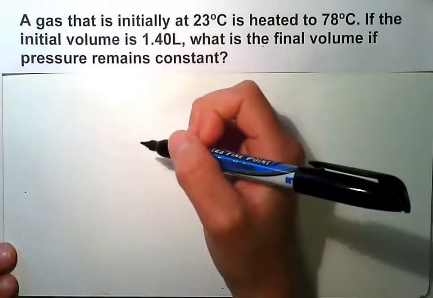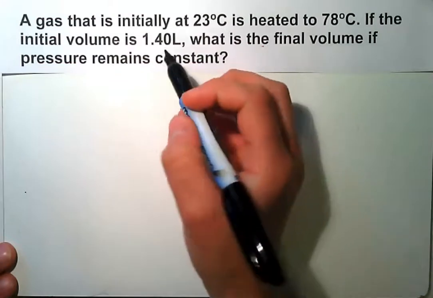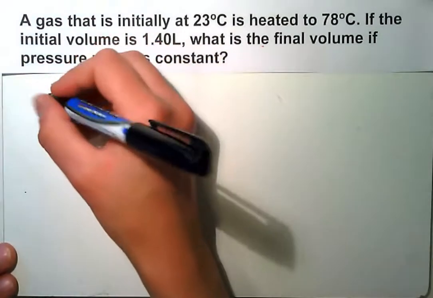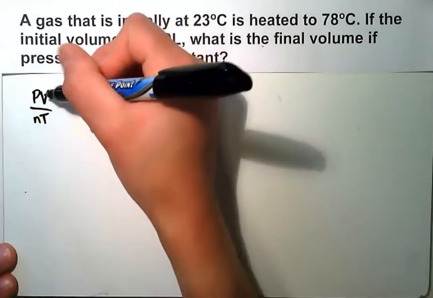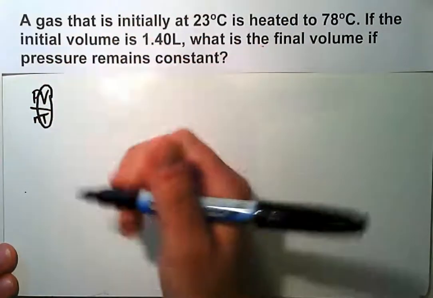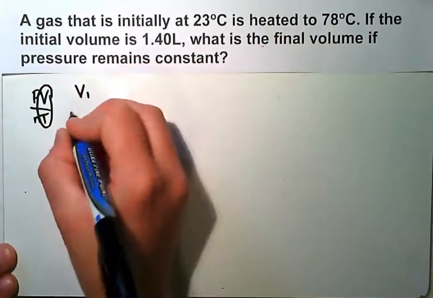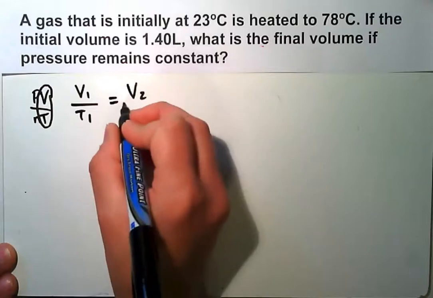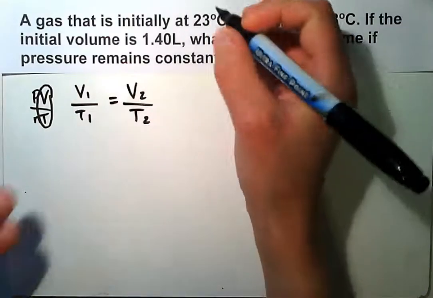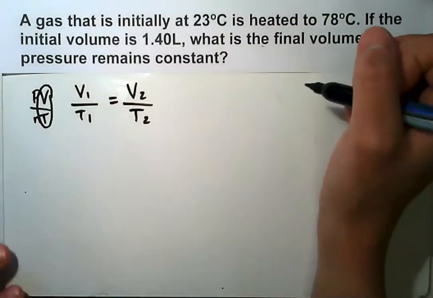Okay. So Charles's law relates volume and temperature. So if we write PV over NT, Charles's law relates volume and temperature. So we're doing V1 over T1 equals V2 over T2. And we have a lot of this information already in the problem as well.